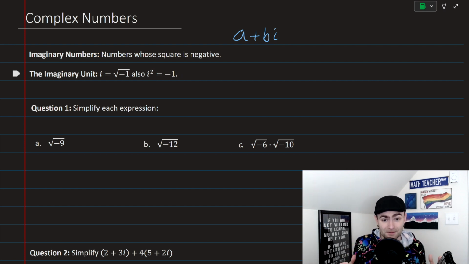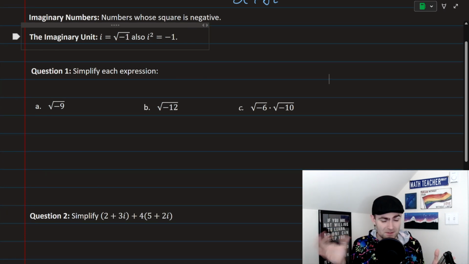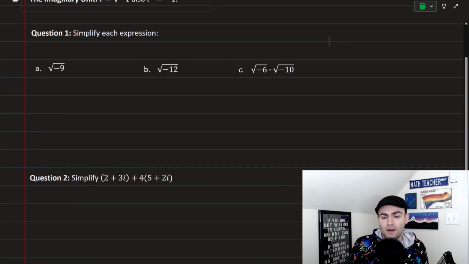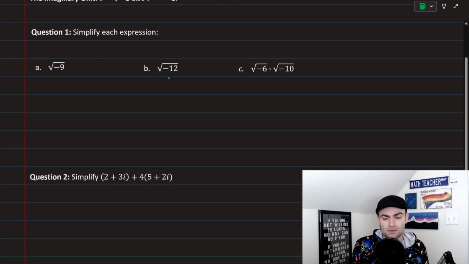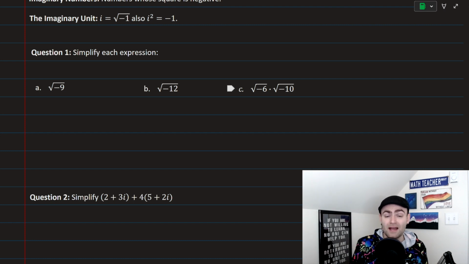So let's simplify some expressions and see how imaginary numbers, complex numbers, and real numbers all work. If we're simplifying radicals like this, typically we could use a lot of different rules with radicals, but with imaginary numbers specifically, we have to be very careful. If we have multiple radicals like we do in C, we have to try to simplify each one as much as we can first before we combine them.